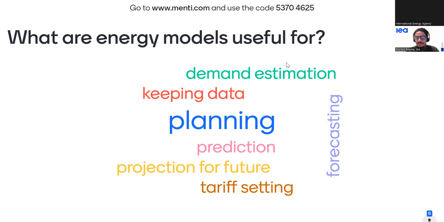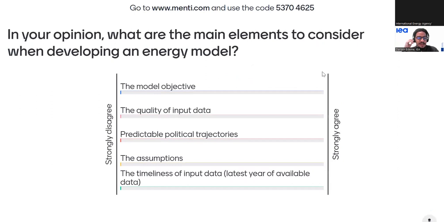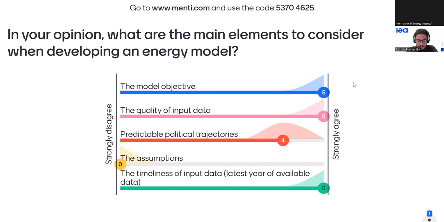So I will move with the following question. In your opinion, what are the main elements to take into account when developing an energy model? You have five options, and for each of them, you can select between strongly disagree and strongly agree. So you have an entire spectrum of options. The first is the model objective, the quality of input data, predictable political trajectories, the assumptions, and the timeliness of input data, which means the latest year of available data. Okay, I see we have three answers.